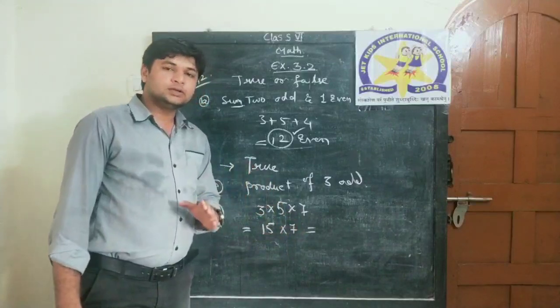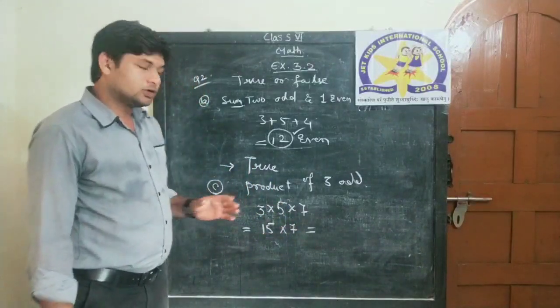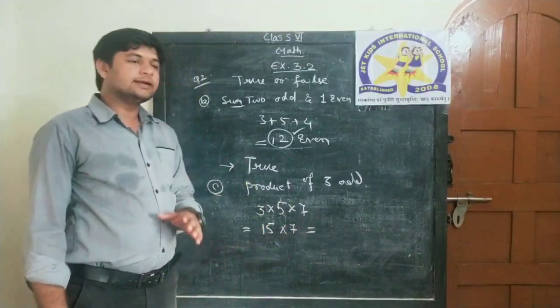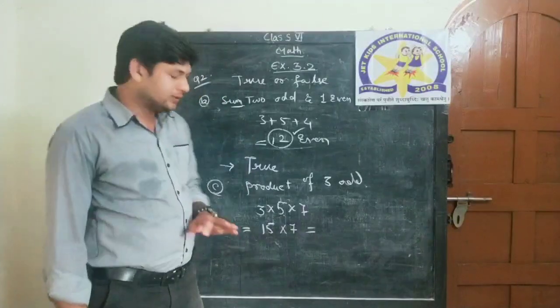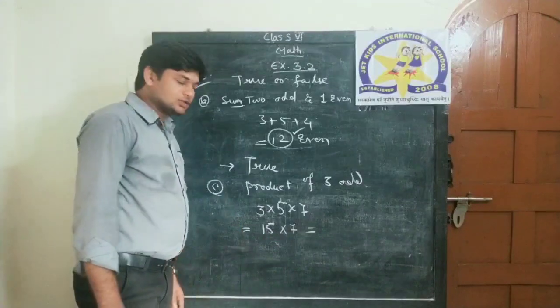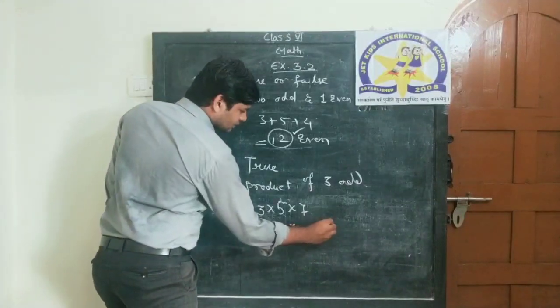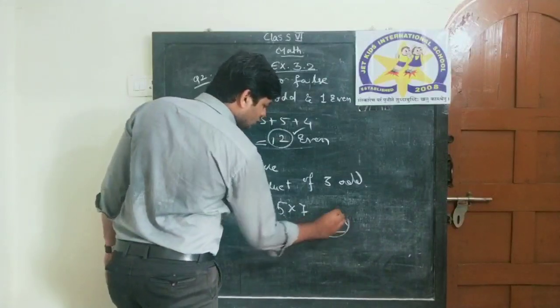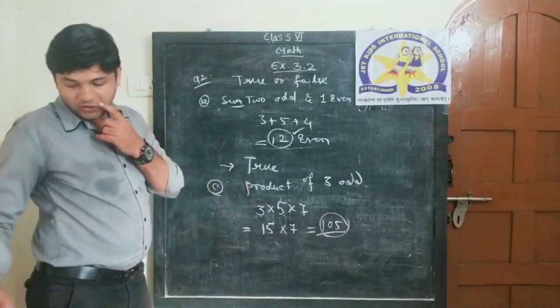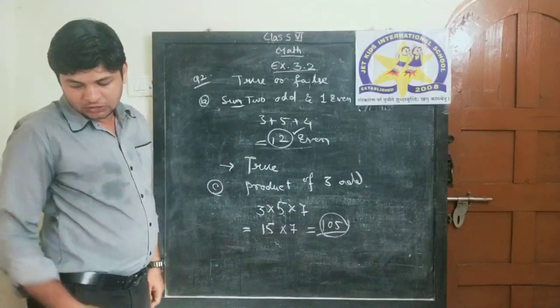that you need to learn. For ease of calculation, if you want to get ahead in calculation and mathematics, you need to learn at least tables till 20. 15 sevens are 105. So is it odd or even? Yes, it is odd. So the product of three odd numbers is odd.